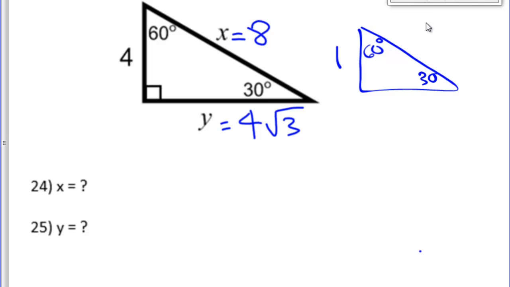If the short leg is 1, then the hypotenuse is 2, and the leg opposite the 60-degree angle is the length of the short leg times radical 3. All right, so for this one, I'm done. This is 8, this is 4 radical 3, and we are done.